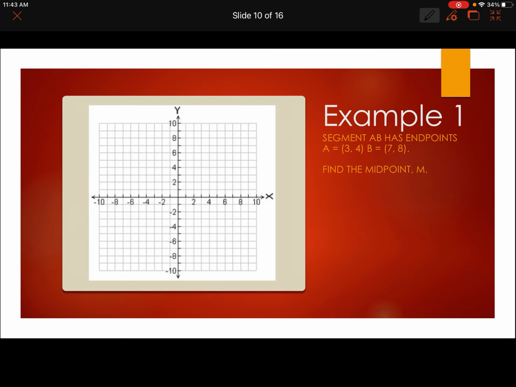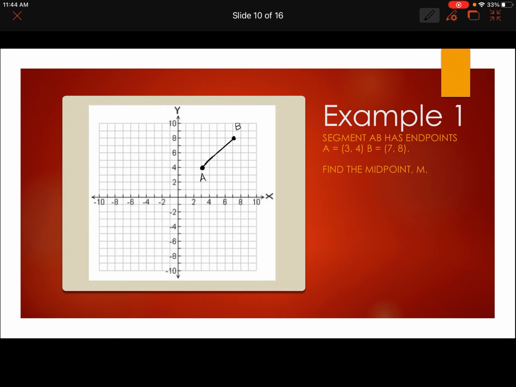All right. So example 1, segment AB has endpoints 3, 4, and B has endpoint 7, 8, and we need to find the midpoint M. If it helps, you can graph this. So we go over 3 and up 4. That's point A, and then for point B, we go over 7 and up 8. That's going to be right here. Call that point B. And we want to find the midpoint of that segment.